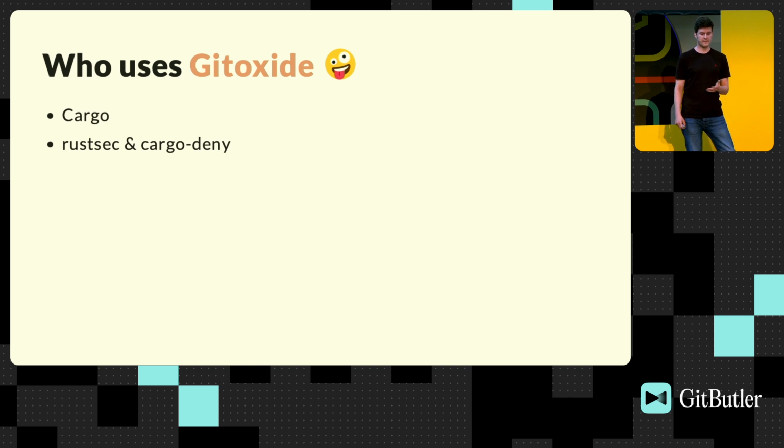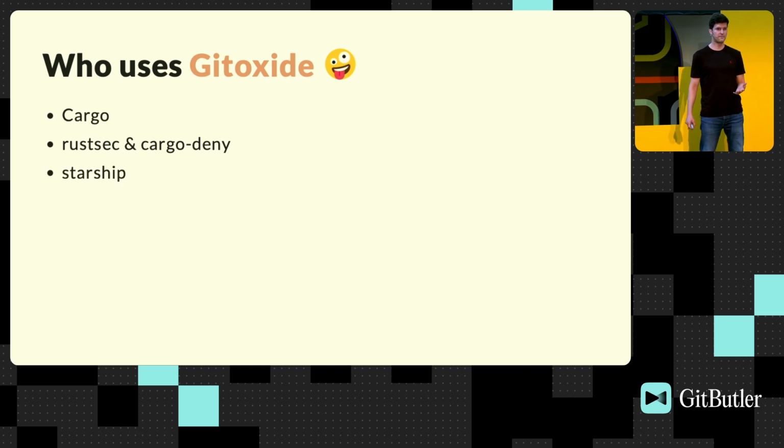Then there's RustSec and Cargo Deny. So those who want to manage their toolchain, be sure their licenses are right, make sure they don't miss any advisory, they use Cargo Deny, and that integrates completely with Gitoxide because they wanted to get rid of OpenSSH, and with Gitoxide they could do that.